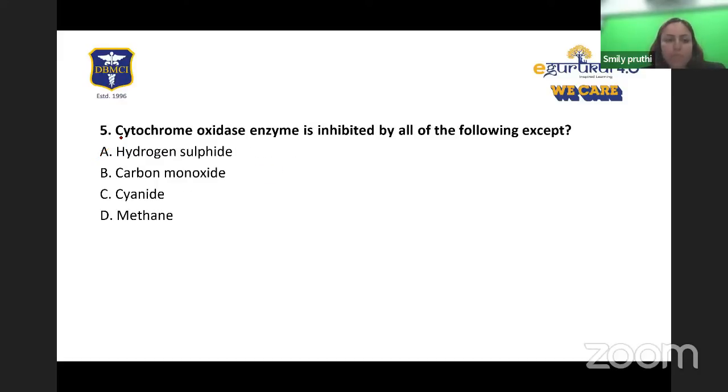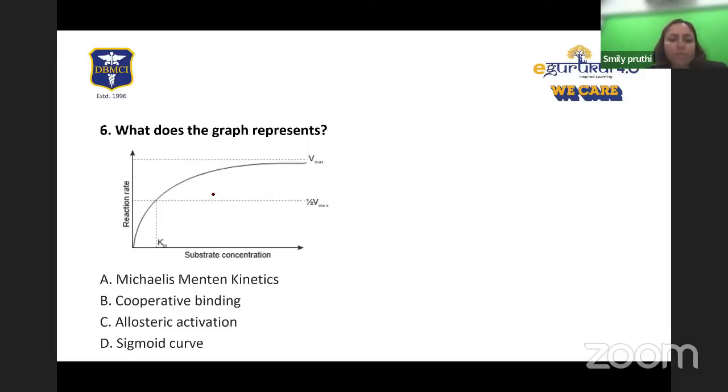Okay. Then cytochrome oxidase, that is complex 4 of ETC, is inhibited by all of the following except hydrogen sulfide, yes, carbon monoxide, and cyanide. They all are inhibitors of complex 4 of ETC, but not methane, right?